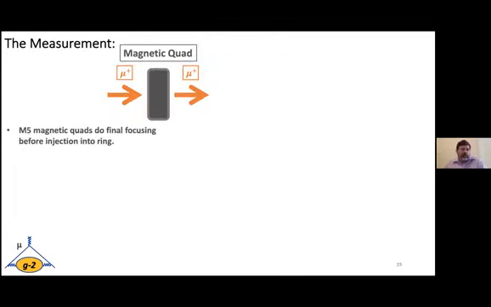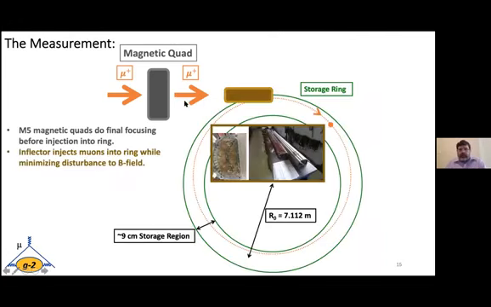Now I'll go through a little bit of the mechanics of the measurement. We begin with a highly polarized muon beam. In the experimental hall, we have these magnetic quadrupoles that are part of the final focusing for injection into the storage ring. Then we have this special superconducting magnet that we call the inflector, which is what we use to basically channel the beam into the storage ring.